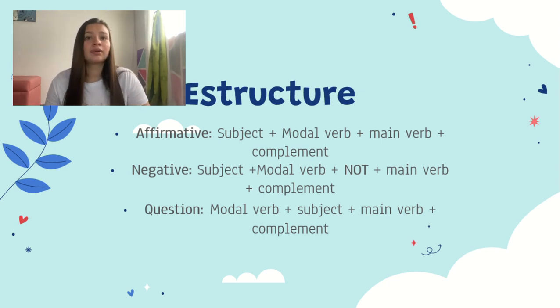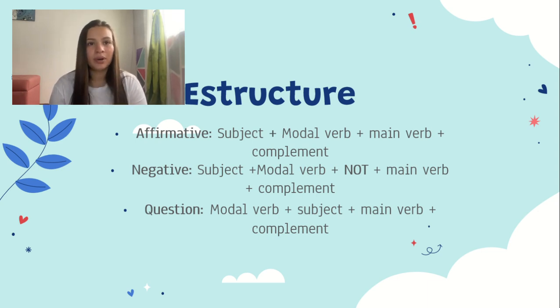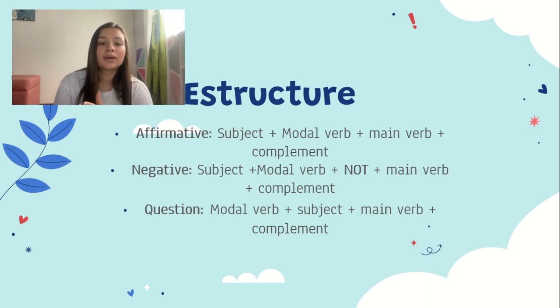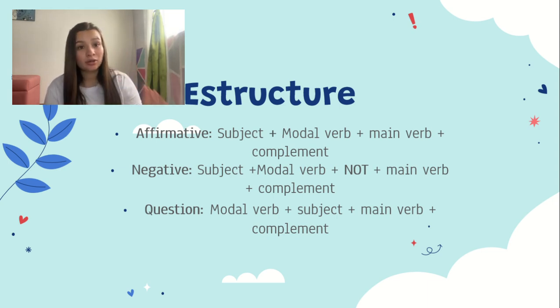Okay, and with all of these modal verbs, we have the same structure, and it's very basic and easy. For example, in the affirmative form, we have subject plus modal verb plus main verb plus the complement. In the negative form, we add not between the modal verb and the main verb. That is, subject plus modal verb plus not plus main verb plus complement. In the question, we start with the modal verb plus subject plus main verb plus complement.